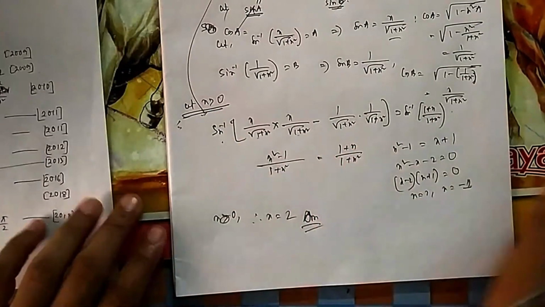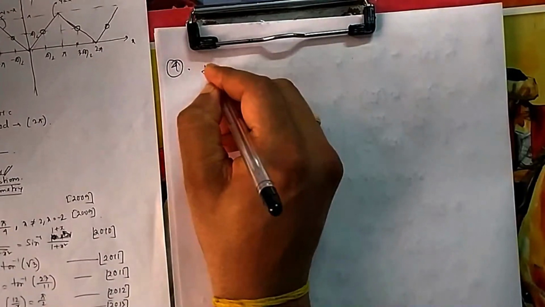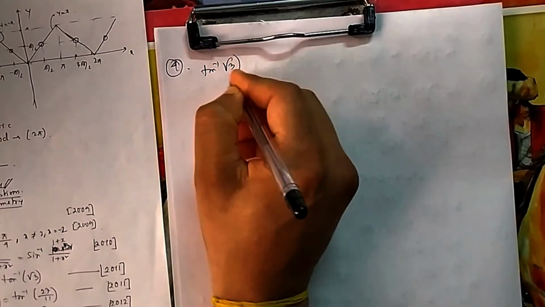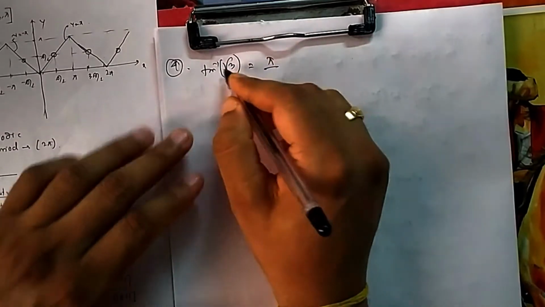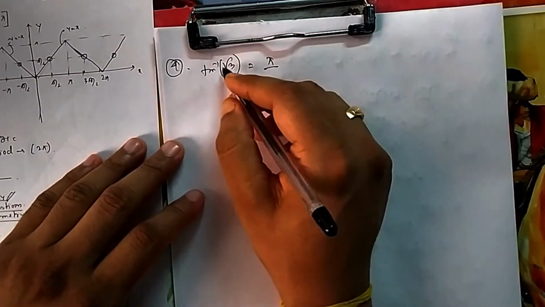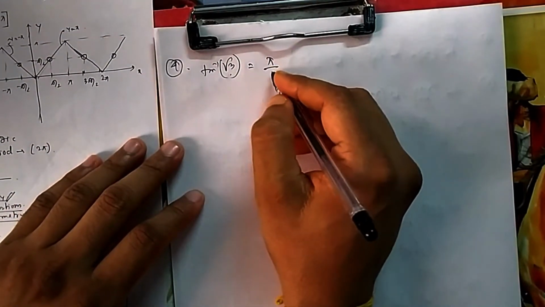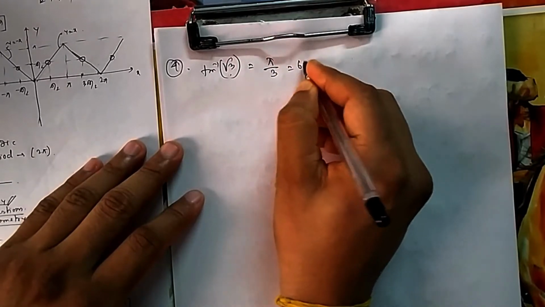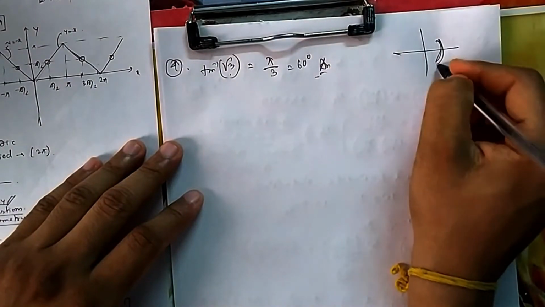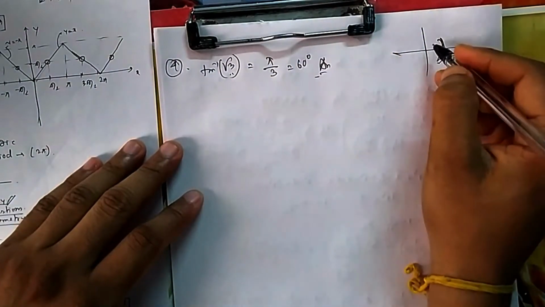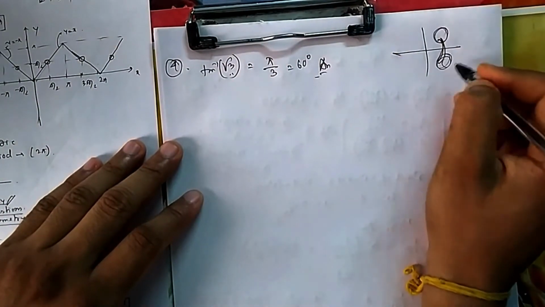Next, in question number 4, find the principal value of tan inverse root 3. So for tan, what is the principal value? It is in the first quadrant, so no need to think. What is tan 30? Tan 60 is root 3. So tan inverse root 3 will be equal to 60 degrees, that is pi by 3. So this is the answer. For tan, you should answer in these two quadrants: for a positive value like root 3 give the answer here, and for a negative value give the answer here.